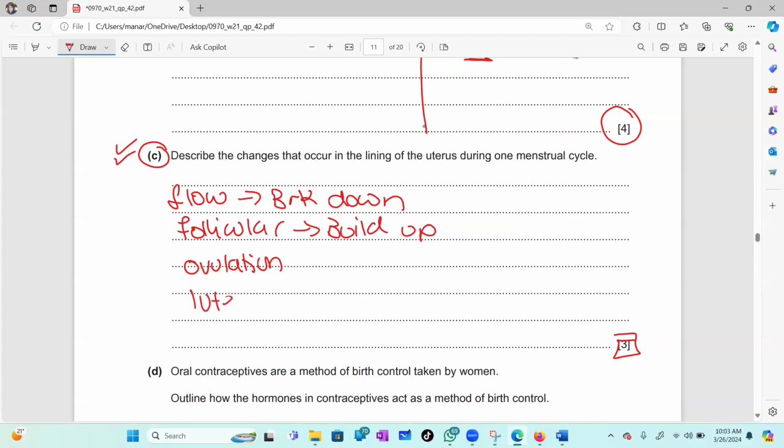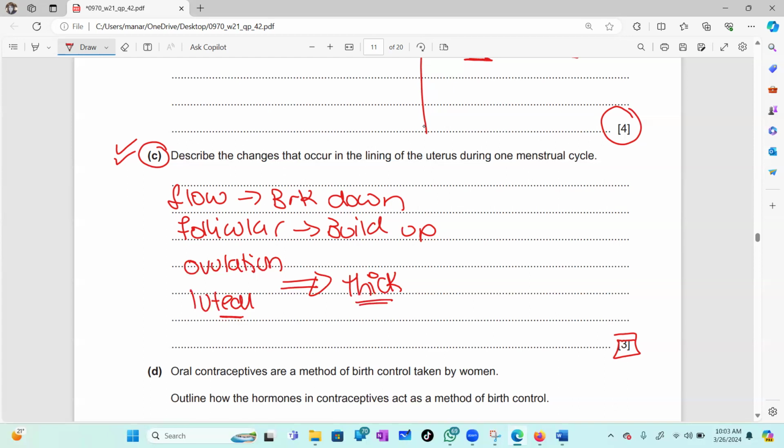And after ovulation, progesterone hormone will be secreted to maintain the thickness. Yes, very good. In both cases, you will maintain the thickness and it will actually be thickest at the end of the ovulation or the menstrual cycle. Yes, at the end of the luteal phase, just before the flow phase.